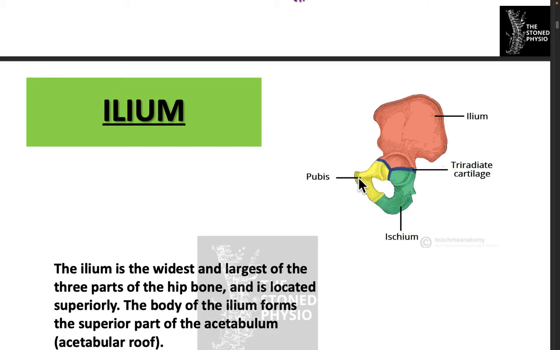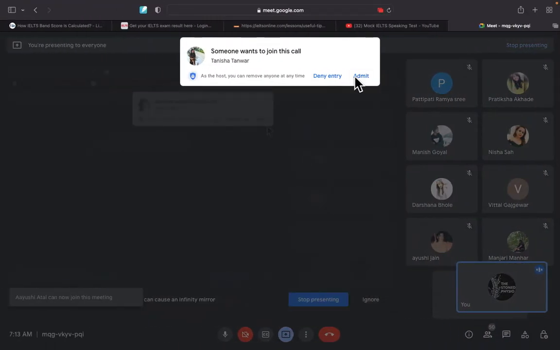Along with that we must know that the pubis is present anteriorly and the ischium is present posteriorly. Okay, this needs to be remembered. The ischium posteriorly, it means this is the posterior aspect of this person and this is the anterior or the ventral aspect, ventral part of this person.